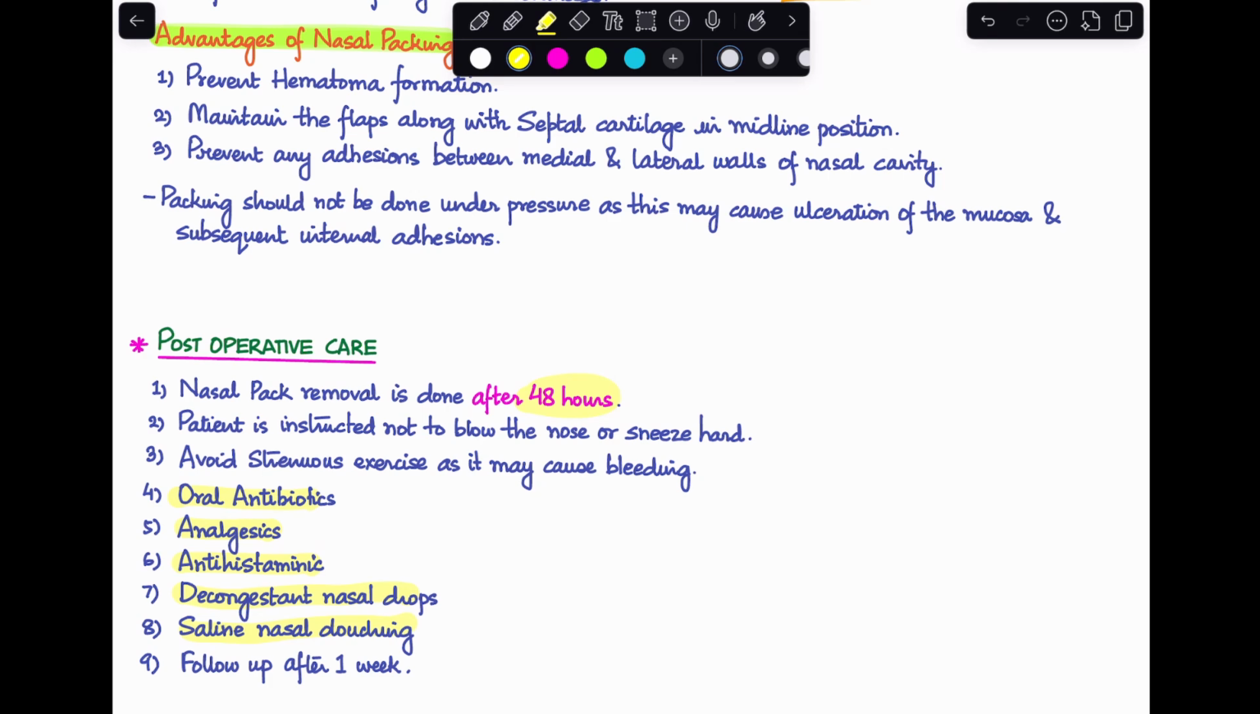So that's all for today. This was all about septoplasty, the procedure, how we assess it preoperatively, what the steps of surgery are, and what the postoperative care is. In my next class, I'll discuss the different complications of septoplasty.